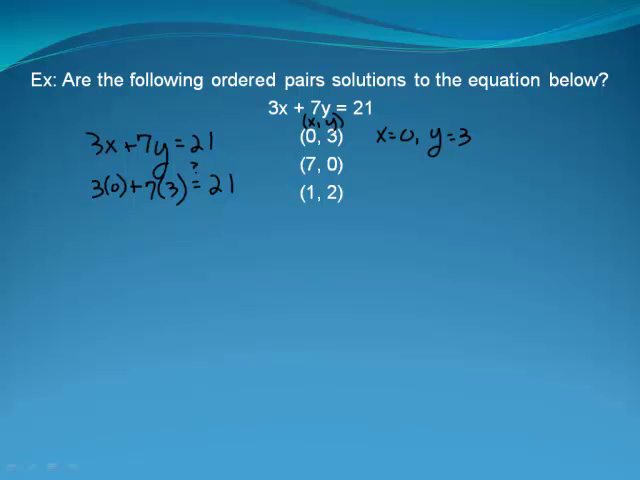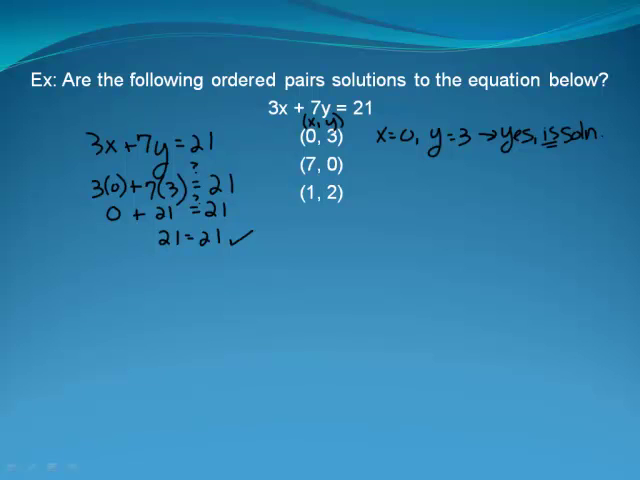Do the math. 3 times 0 is 0, plus 7 times 3 is 21. Is that equal to 21? Well, left-hand side, 0 plus 21 is 21. 21 equals 21. That works. Therefore, that first ordered pair, the answer is yes, it is a solution, because it gives you a true statement.